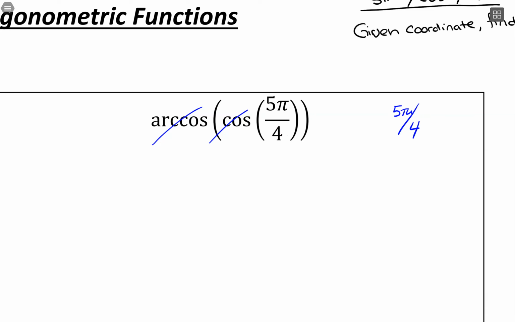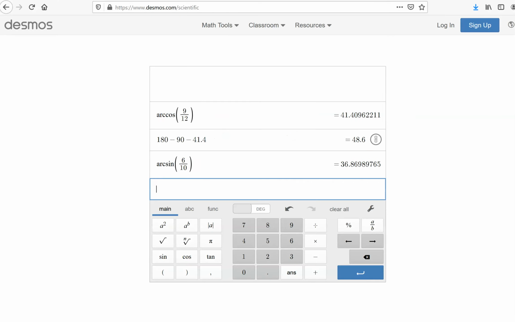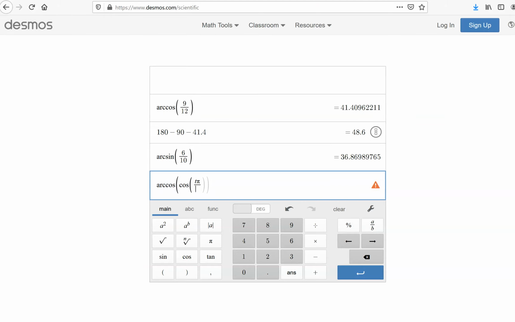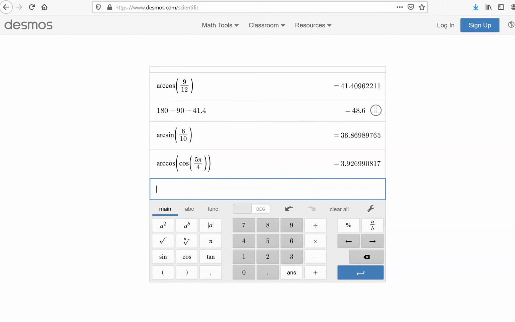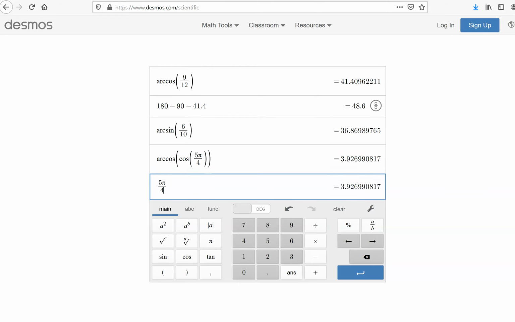Let's look at the calculator though. What if we plug that in? So inverse cosine of 5 pi over 4. Oops. And we get that out. And what we just said is, the solution is 5 pi over 4.